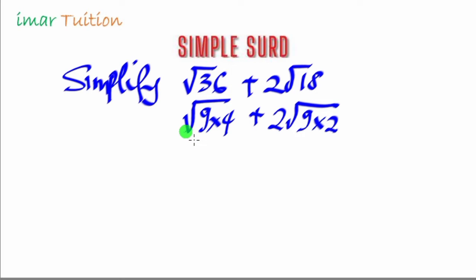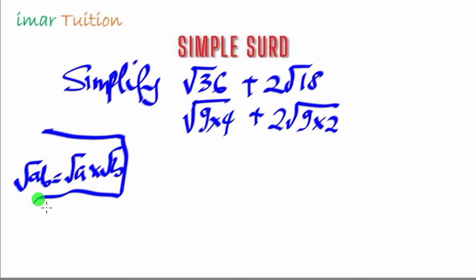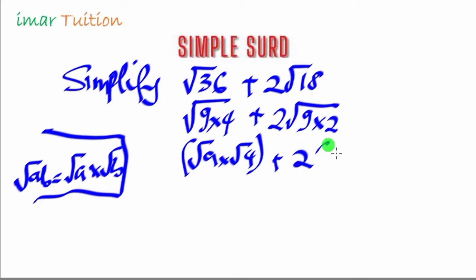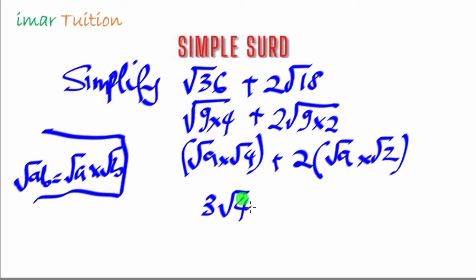Now, following the product rule, we can write this separately, because we recall that the square root of AB can be written as the square root of A times the square root of B. Similarly, we write this as square root of 9 times square root of 4, plus 2 bracket square root of 9 times square root of 2. Square root of 9 is 3. So we'll have 3 root 4 plus 2 into 3 root 2.